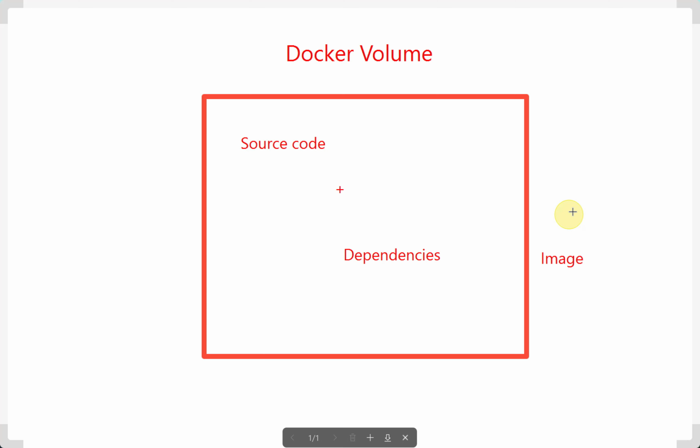We know a Docker image consists of source code as well as dependencies, and the image is read-only and locked. So every time source code changes, you have to build a new image. Then from that new image, you are going to create a new container. Like this, you are going to create a new version of the Dockerized application.